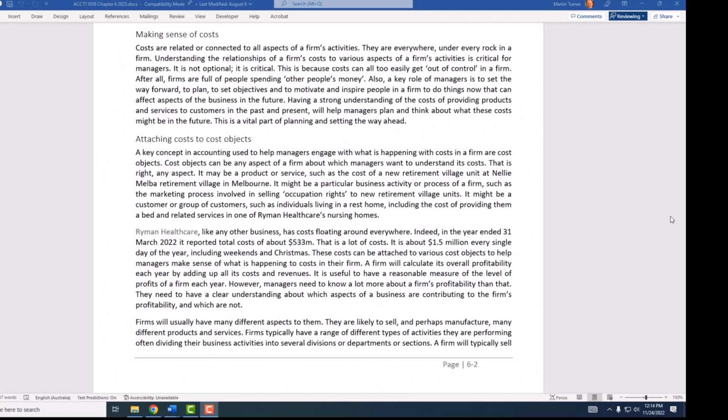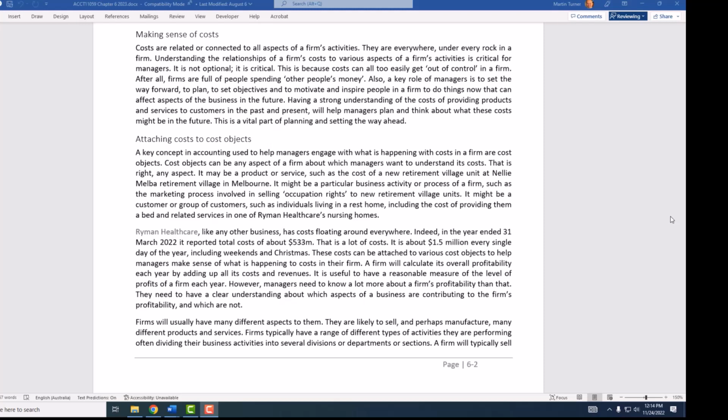Making sense of costs. Costs are related or connected to all aspects of a firm's activities. They are everywhere, under every rock in a firm. Understanding the relationships of a firm's costs to various aspects of a firm's activities is critical for managers. It is not optional, it is critical. This is because costs can all too easily get out of control in a firm. After all, firms are full of people spending other people's money.